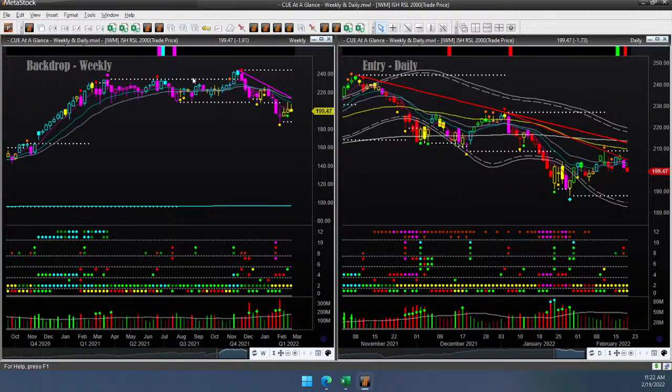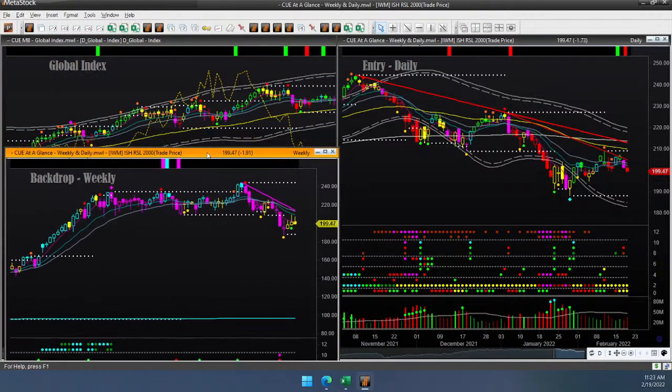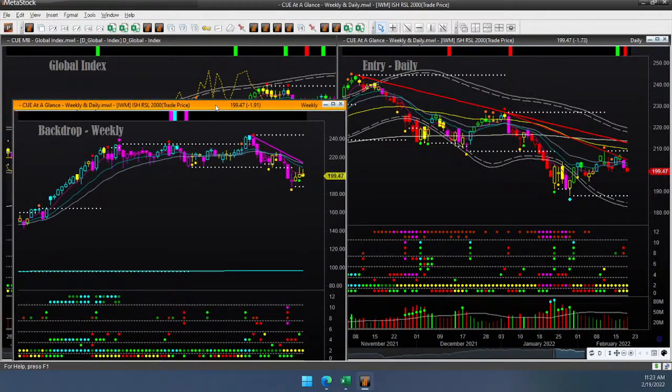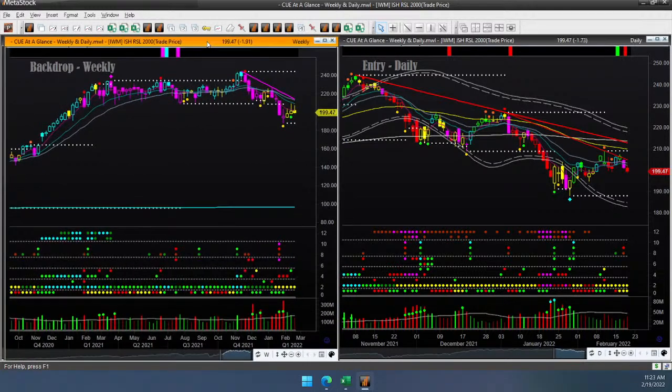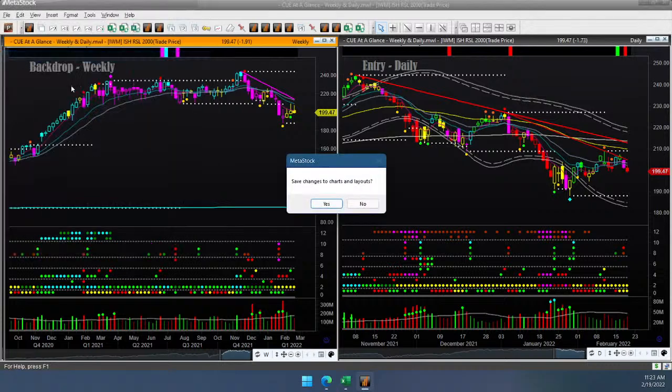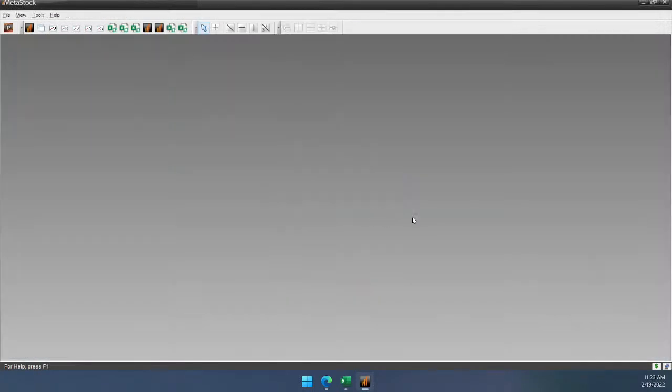And now see, I had the total view open earlier, not total view, the global index. You can see that I moved the weekly chart, and now weekly daily at a glance. I am going to file, close all. I have to click no only once. Everything is gone. Earlier we had to keep the N button, N for no, pressed on the keyboard or click no multiple times.